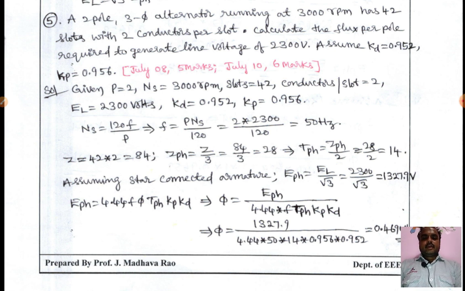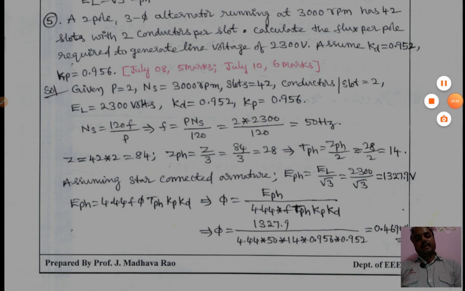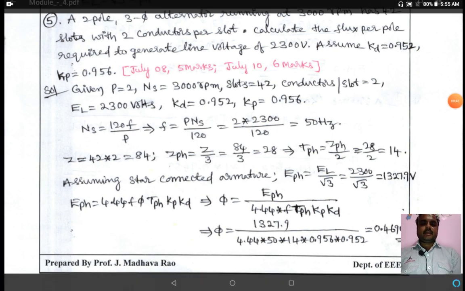Here we have one problem. A two-pole three-phase alternator running at 3000 rpm, Ns is equal to 3000 rpm, has 42 slots with two conductors per slot. Calculate the flux per pole required to generate line voltage of 2300 volts. Assume Kd is equal to 0.952 and Kp is equal to 0.956. Here no need of calculating the Kd and Kp, right?